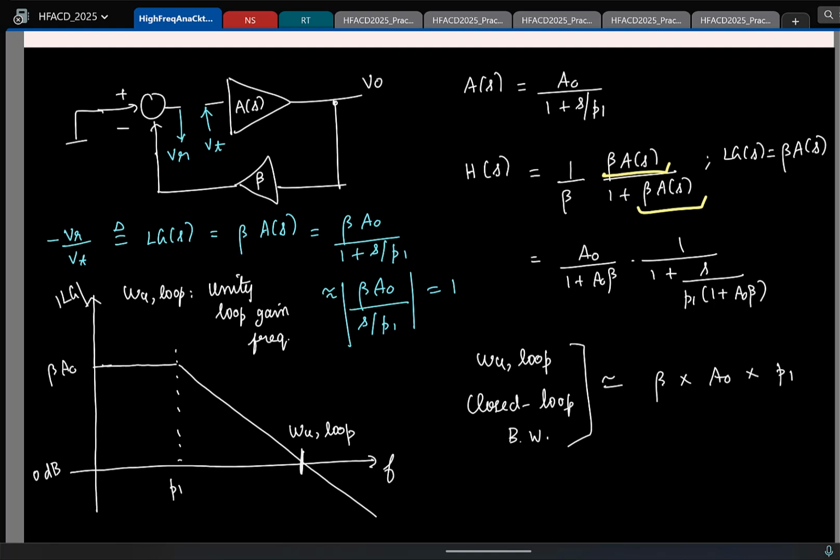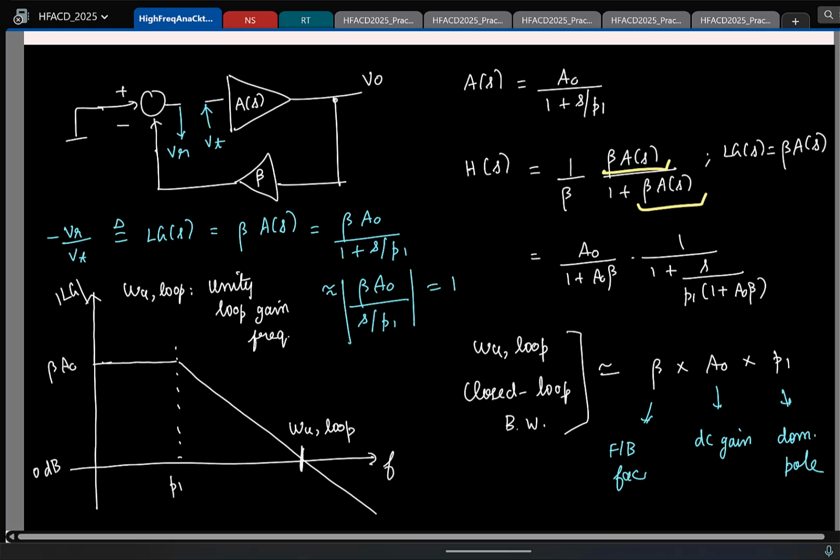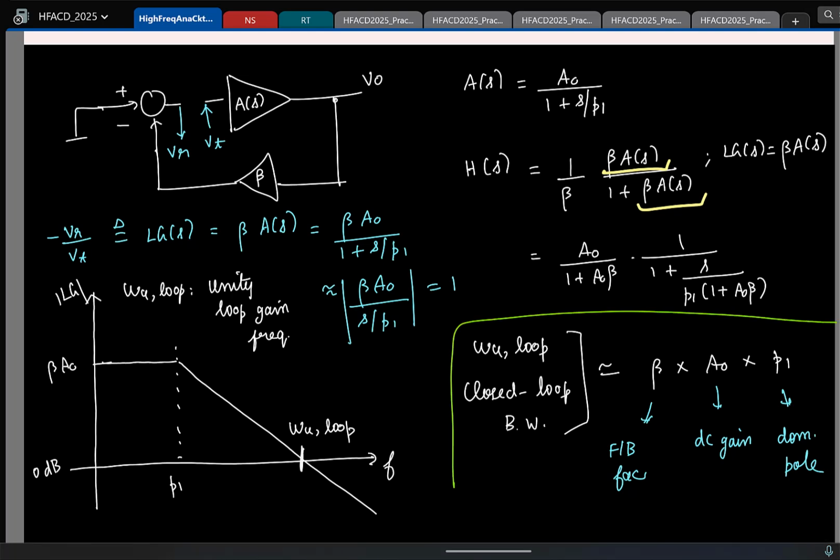So this is something to remember. For a first order system, the unity loop gain frequency exactly equals the closed loop 3 dB bandwidth, which is in turn beta A0 p1, where beta is the feedback factor, A0 is the DC gain of your forward amplifier A, and p1 is the pole location or the dominant pole. And remember, this is true only for first order systems. That's what we have seen so far.